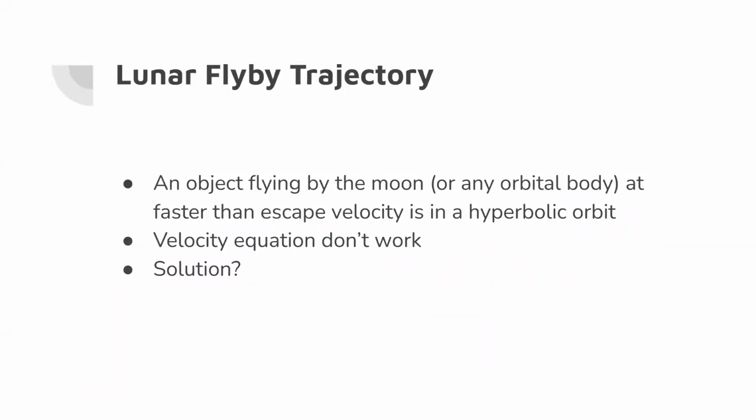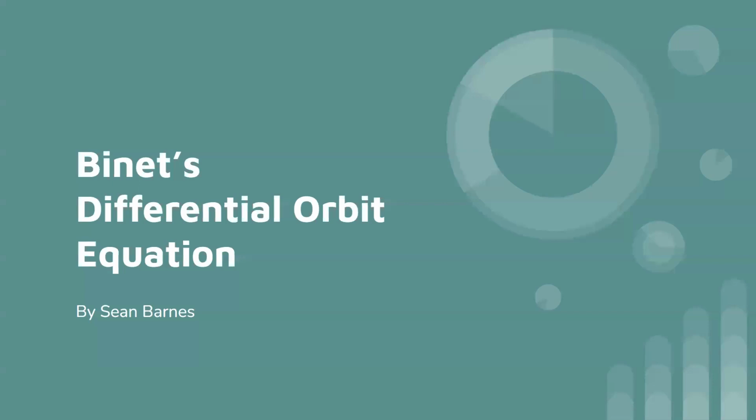Now, one issue is, while this does work for going from low Earth orbit to the transfer orbit, it does not work when you are entering the lunar orbit, because the lunar orbit is a hyperbolic orbit, meaning that it's like 2 parabolas next to each other. And because of that, the velocity equations do not work. So the solution to that is I decided to research the differential orbit equation.